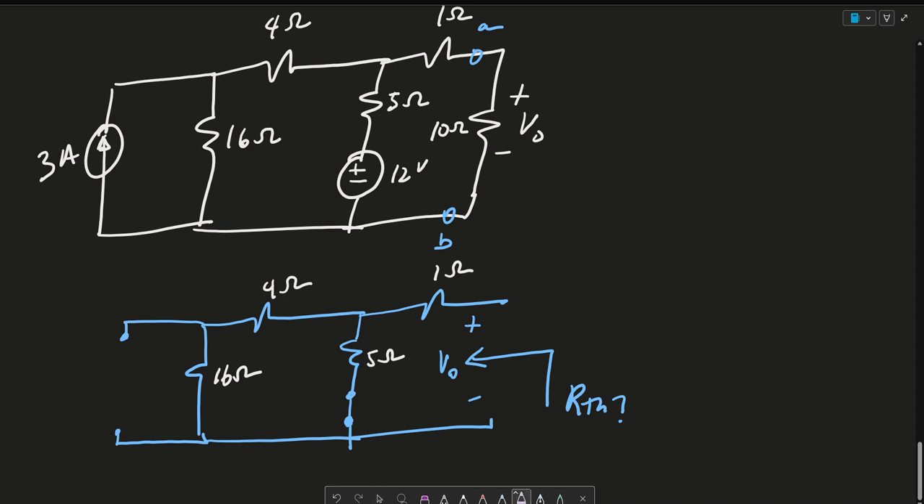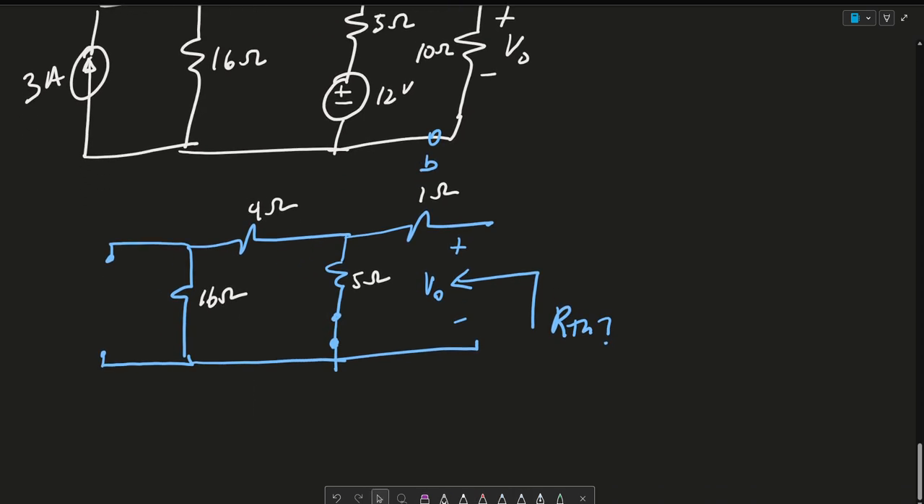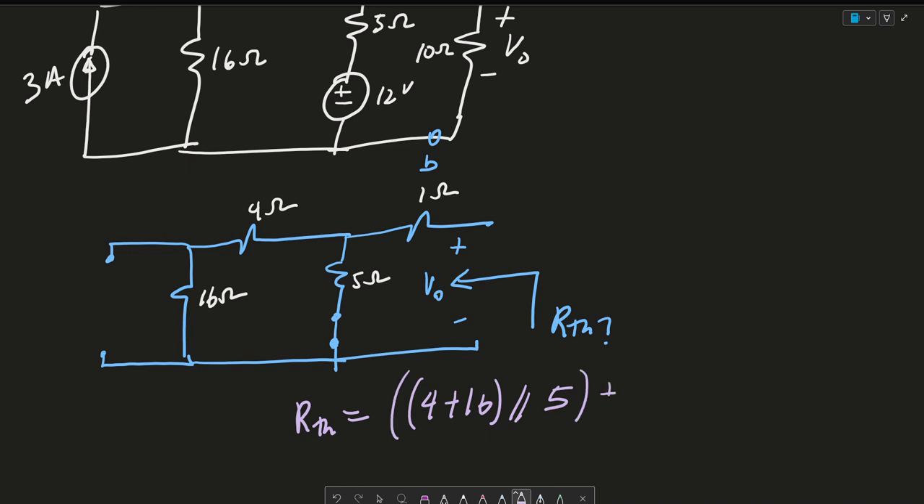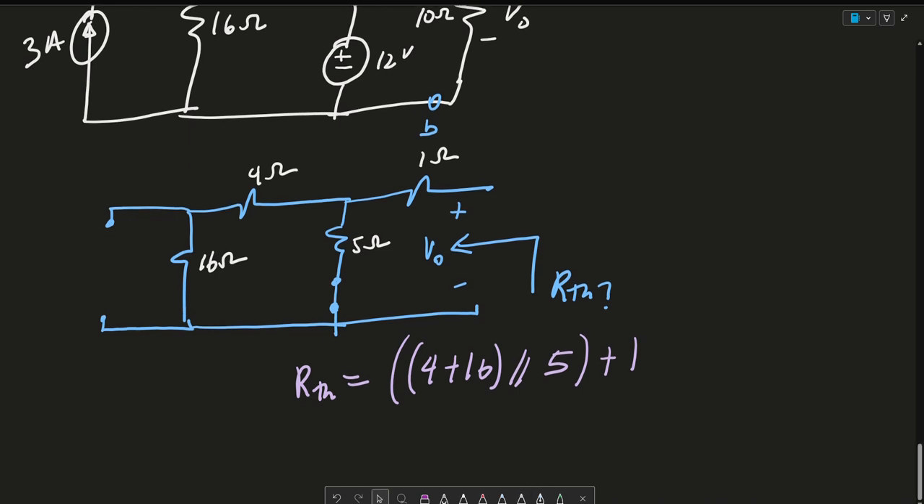I'm going to write out RTH in one notation. 4 plus 16 are in series. They're in parallel with the 5 ohm. And that is in series with the 1 ohm.